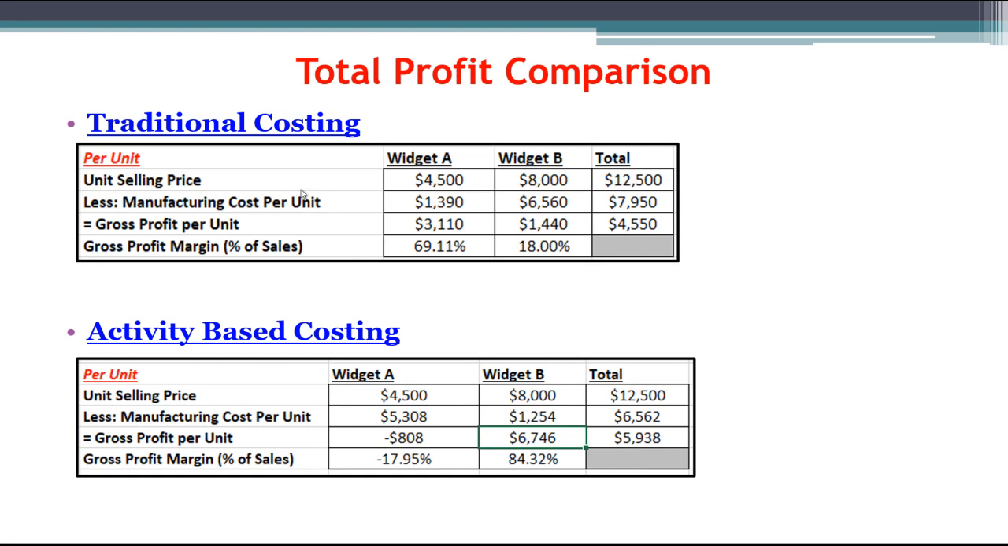Now, if we take a look and plug those new costs into our gross profit calculations, we'll find out indeed that widget A was losing money, negative 17.95%. Widget B was actually, instead of 18% profitability, they were actually at 84% profitability. So in this situation, not only do we need to raise the price of widget A, we need to consider focusing more heavily on widget B for now.